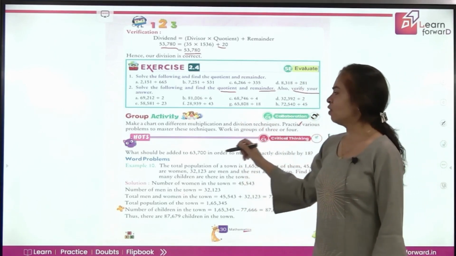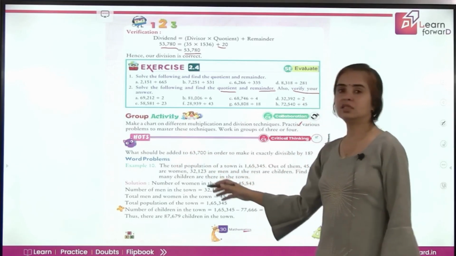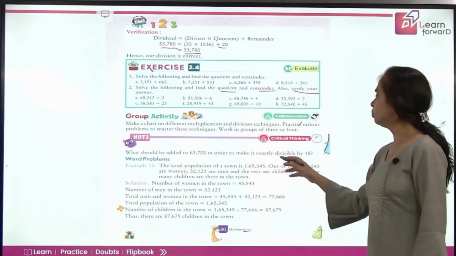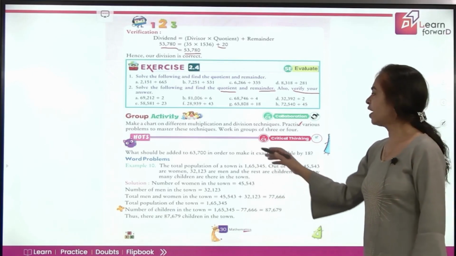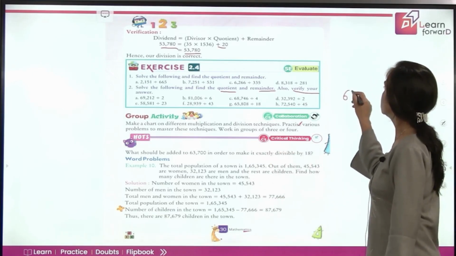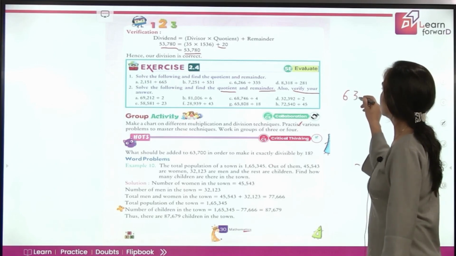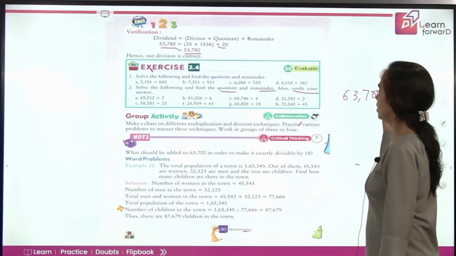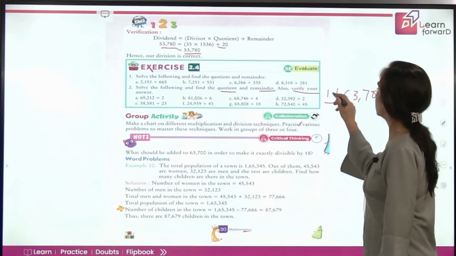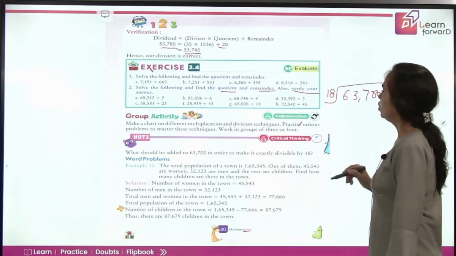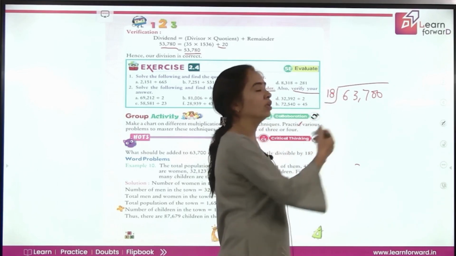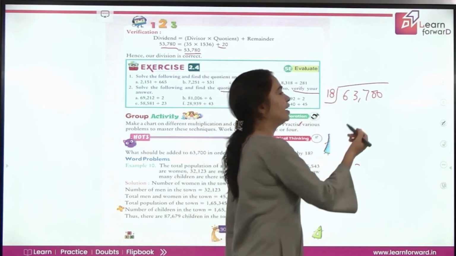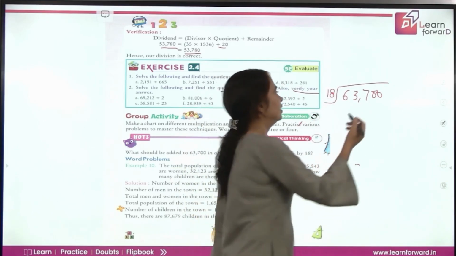Now, we have HOTS. What should be added to 63,700 in order to make it exactly divisible by 18? So, let's first find out whether 63,700 is actually divisible by 18 or not. Do you know the table of 18? If not, we will write it on the side, right? 18 ones are 18, 18 twos are 36.